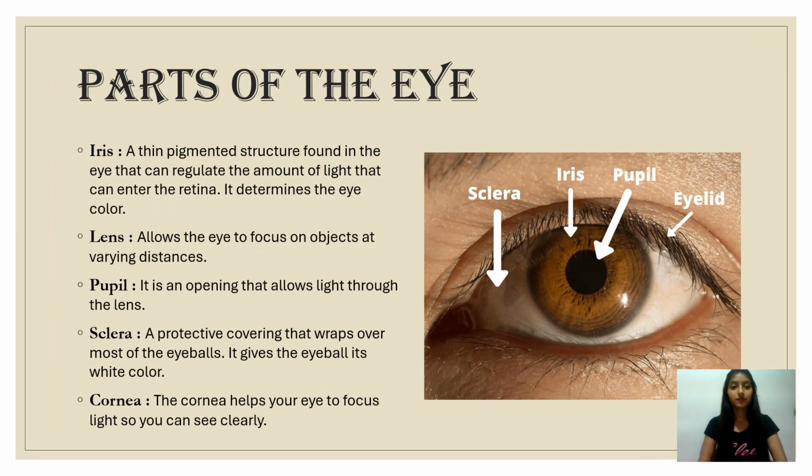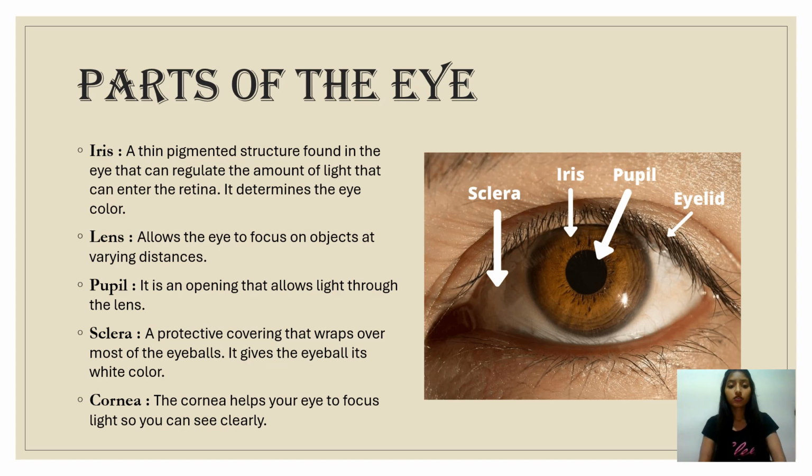Parts of the eye. Iris: a thin pigmented structure found in the eye that can regulate the amount of light that can enter the retina. It determines the eye color. Lens: allows the eye to focus on objects at varying distances. Pupil: an opening that allows light through the lens. Sclera: a protective covering that wraps over most of the eyeball. It gives the eyeball its white color.